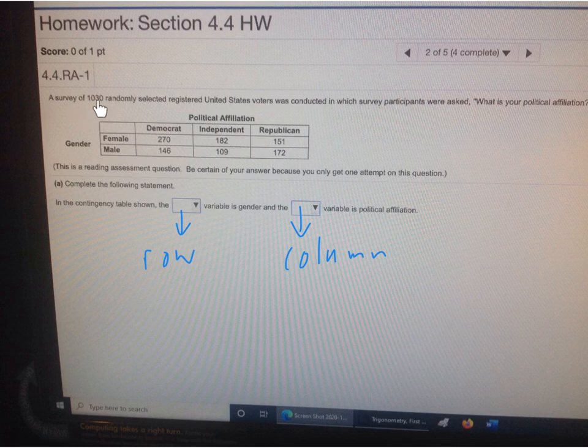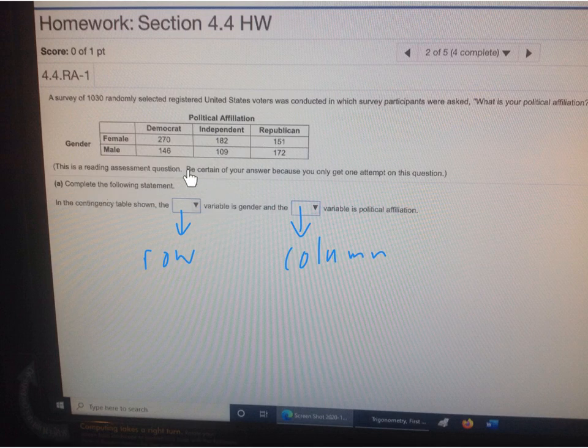They selected a survey of 10,030 randomly selected registered United States voters, in which the survey participants were asked what party affiliation they are. So you have gender here, you have females and males, then you have political affiliation: Democrats, Independents, and Republicans.